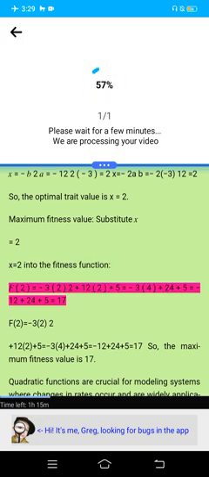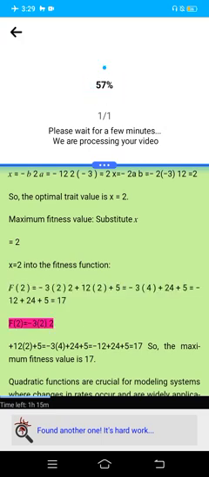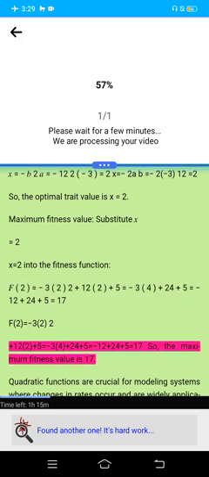F(2) = -3(2)² + 12(2) + 5 = -3(4) + 24 + 5 = -12 + 24 + 5 = 17. So, the maximum fitness value is 17.